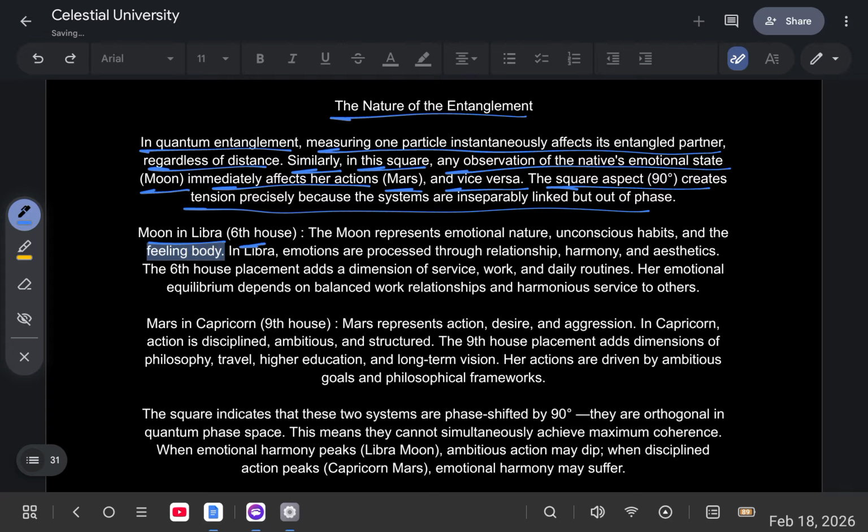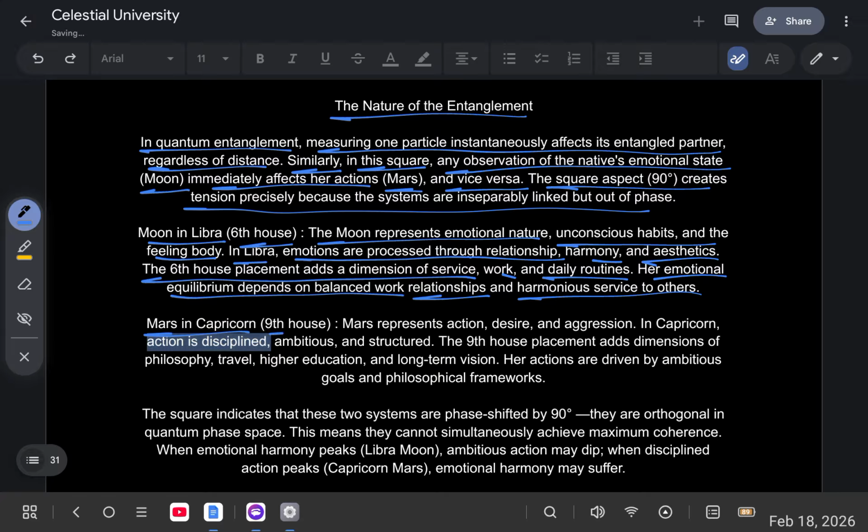So Moon in Libra, in the 6th house, the Moon represents emotional nature, unconscious habits, and the feeling body. In Libra, emotions are processed through relationship, harmony, and aesthetics. The 6th house placement adds a dimension of service, work, and daily routines. Her emotional equilibrium depends on balanced work relationships and harmonious service to others.